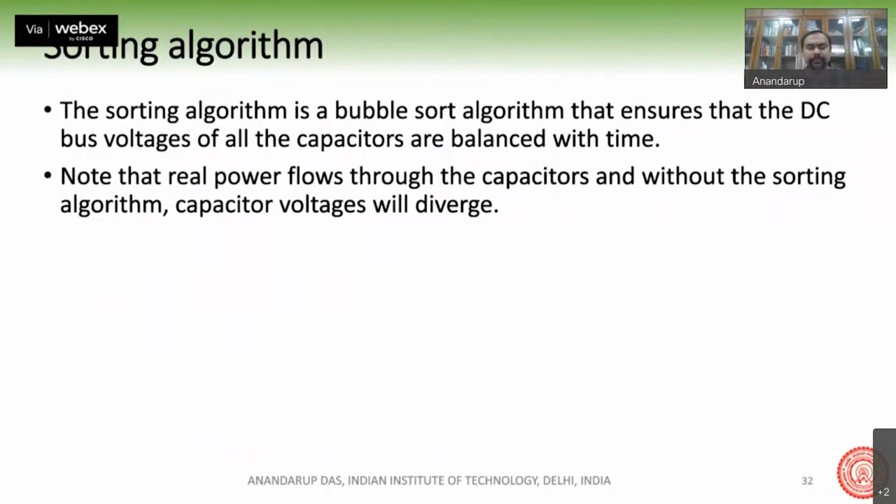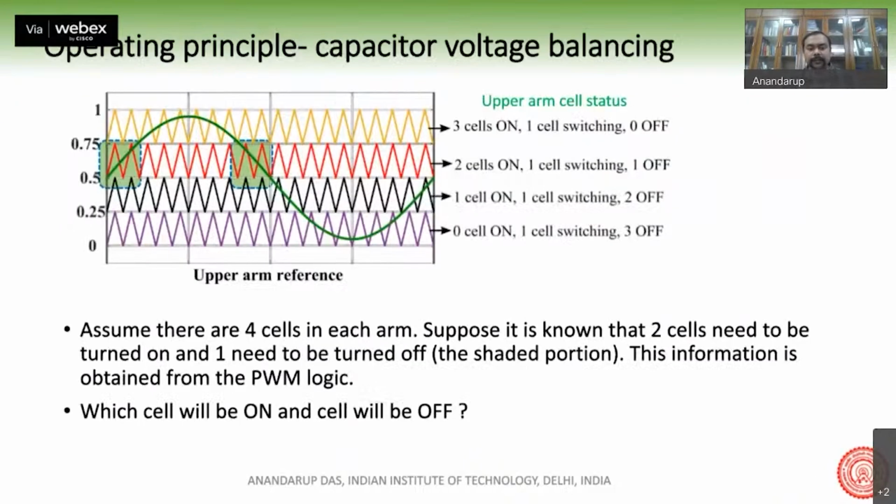Another important point with MMC is the sorting algorithm. The sorting algorithm is a kind of bubble sort algorithm that ensures the DC voltages of all the capacitors are balanced with time. The capacitor which gets discharged more is taken out of the circuit, and the capacitor which is charged comparatively more is inserted into the circuit, depending on the direction of the current.